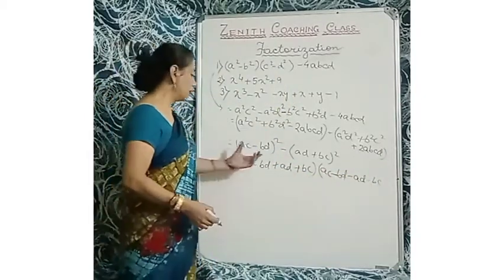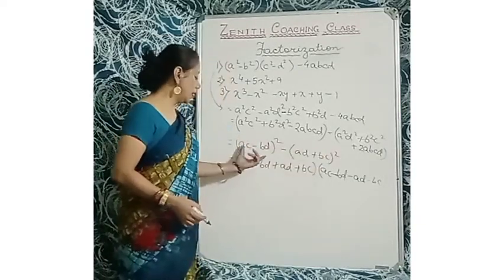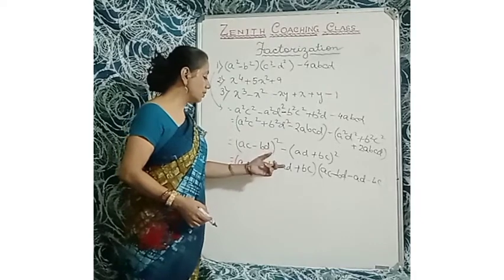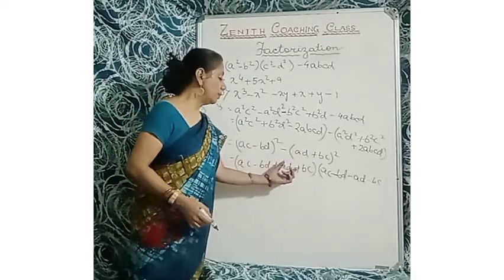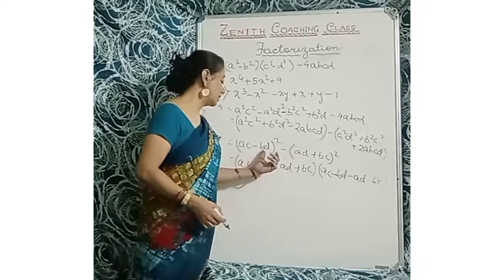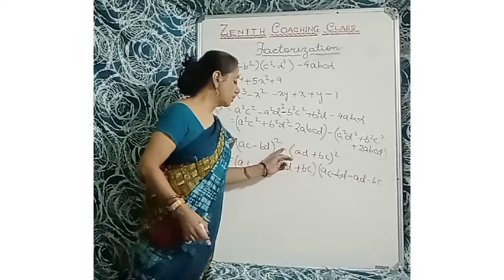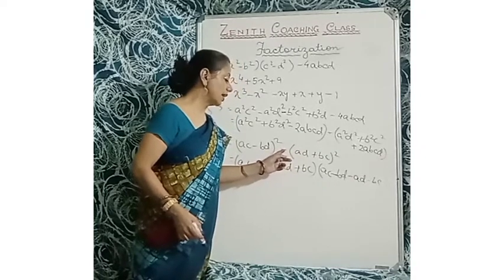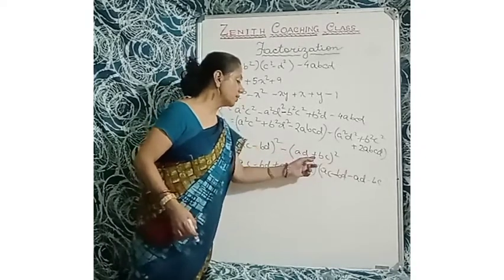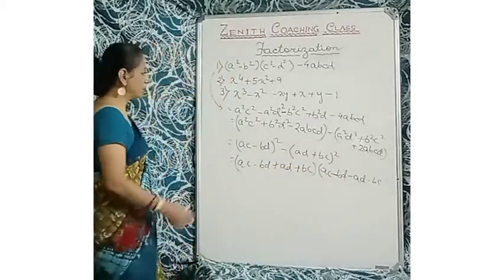Understood the sum? Because it is a square minus b square, so a, that is ac minus bd, plus b, that is ad plus bc, then multiplied by a minus b. So a is ac minus bd, minus b, interchanging the sign, that is minus ad minus bc. Understood the sum? So you will come to the next sum.